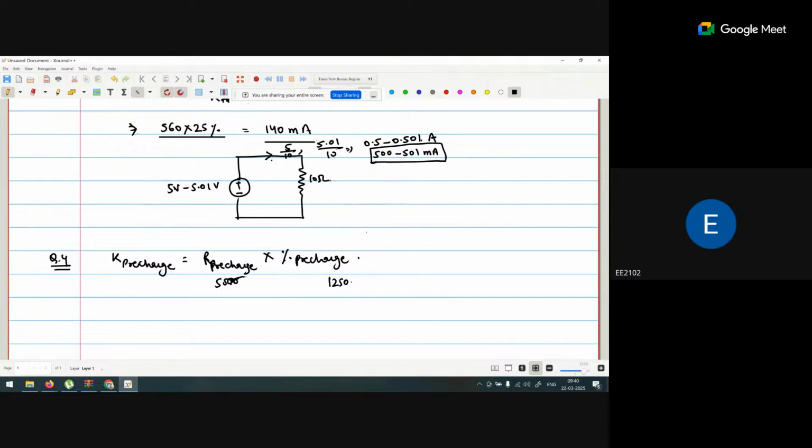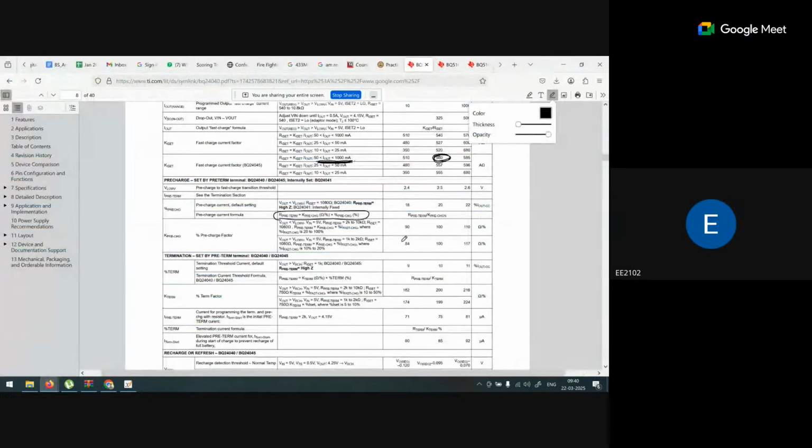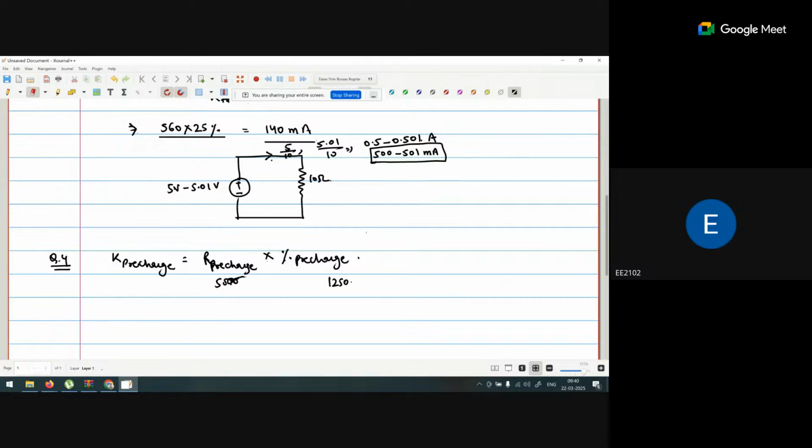Okay, it is R recharge divided by the percentage of recharge current. So what is the R recharge? R recharge is 5,000 divided by the percentage of recharge current, which is 25. That is it.